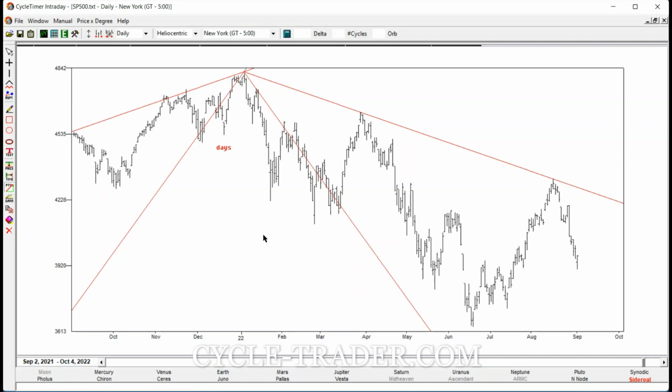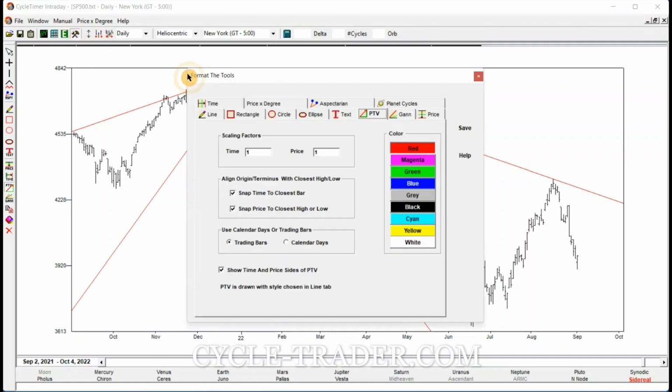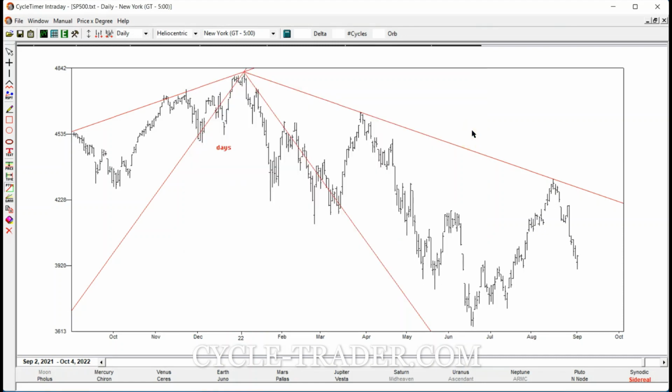So we again open the Tools window and select the PTV tab. As we did with the Gann angles, the time scaling factor is changed from 1 to 6.5. Now, all PTV calculations will use trading hours instead of days.